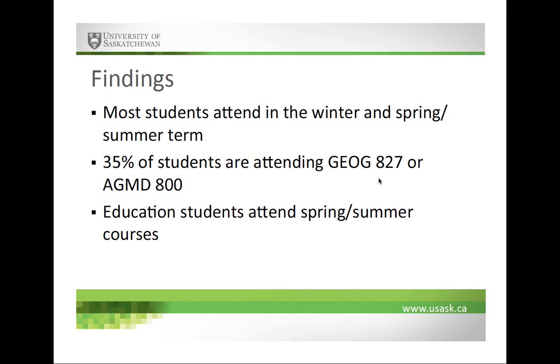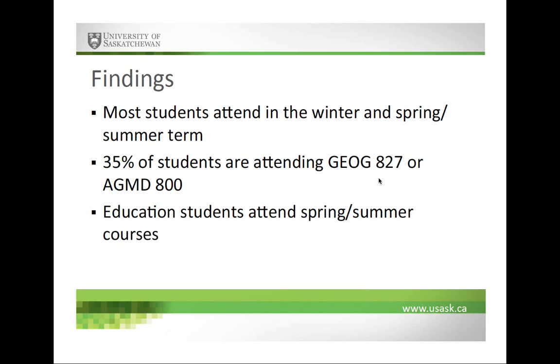Geography 827 is a very specialized course in hydrology. It is offered in January for only 10 days and is very popular for people right across Canada to take, since it is not offered anywhere else. Agricultural medicine is an interdisciplinary course that many students in different disciplines can take as an elective. It is also a web-based course, which makes it very appealing to students across Canada.